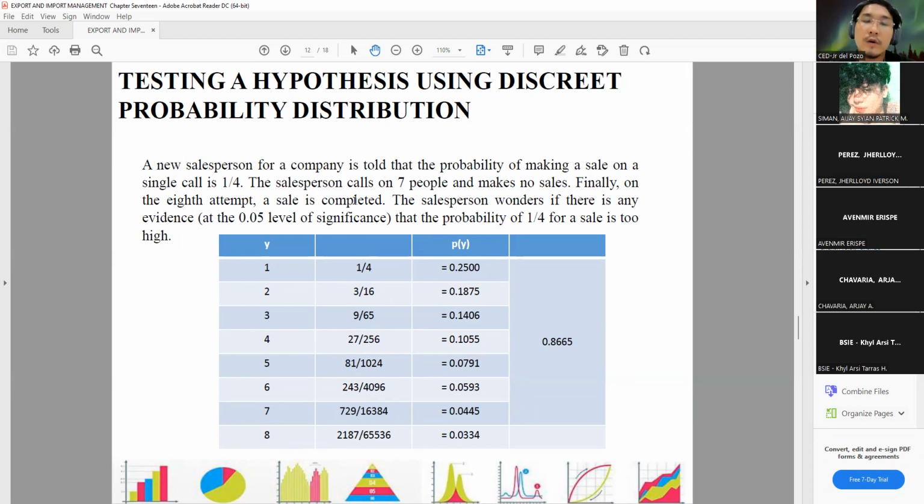So, nag-try siya. The salesperson called on 7 people and makes no sale. So, tumawag siya ng 7, wala siya nakuha. Then finally, on an 8th attempt, a sale is completed. Yung sa pang-8 niya, nakuha niya yun, nakakuha siya ng sale. The salesperson wonders if there is any evidence at the 0.05 level of significance that the probability of 1/4 per sale is too high. Okay. So for that, we have 1/4.